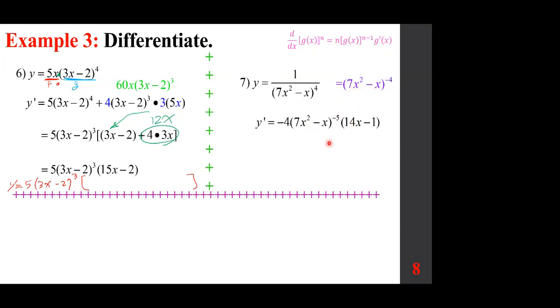I hope you realize this is in the numerator. This is in the numerator. This -5 takes it down and makes it +5 in the denominator. Okay. And so that's that.